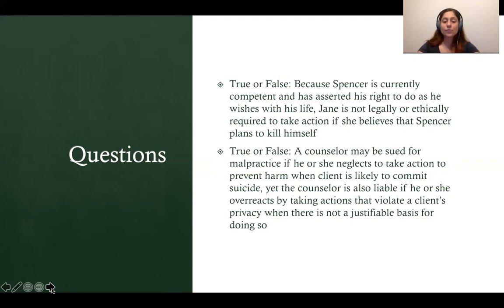A counselor may be sued for malpractice if he or she neglects to take action to prevent harm when the client is likely to commit suicide, yet the counselor is also liable if he or she overreacts by taking actions that violate a client's privacy when there's not a justifiable basis for doing so. This is a bit of a complicated question. It's got 2 parts to it. I'm going to read it one more time. A counselor may be sued for malpractice if he or she neglects to take action to prevent harm when a client is likely to commit suicide. Second part, yet the counselor is also liable if he or she overreacts by taking actions that violate a client's privacy when there's not a justifiable basis for doing so. So take a minute, true or false.